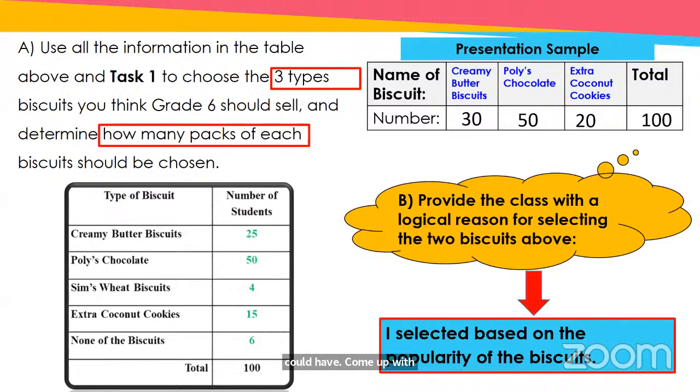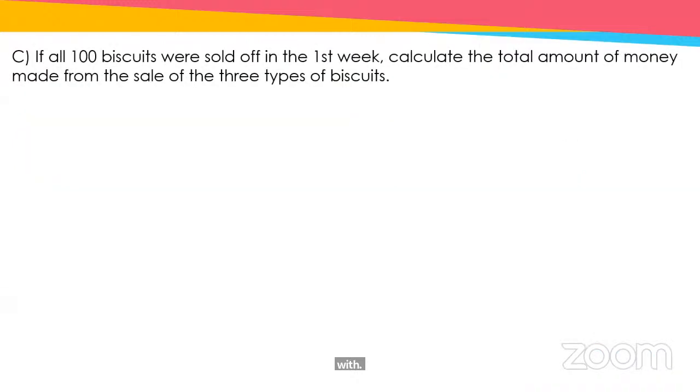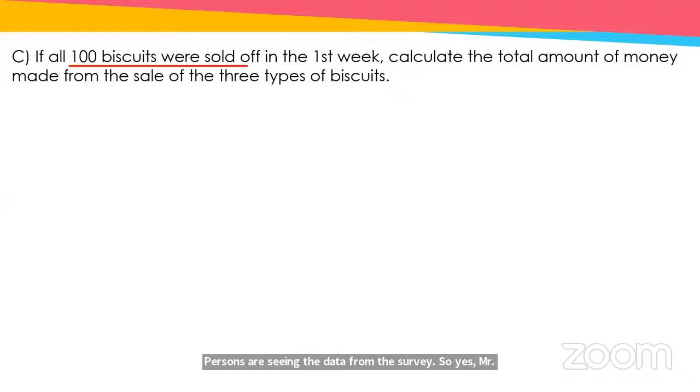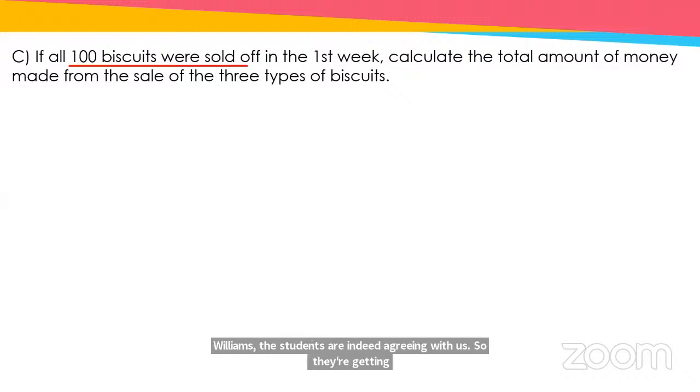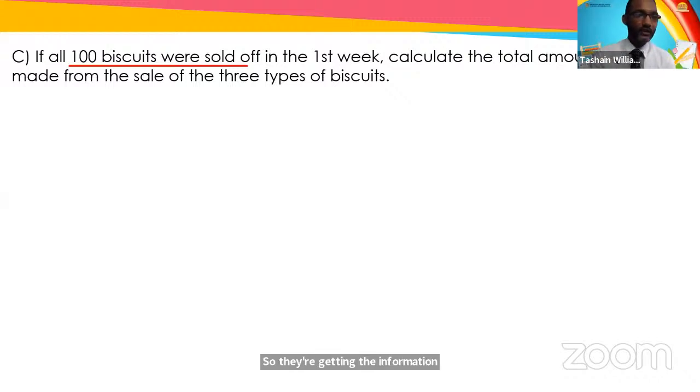All right, let me read some of what is in the chat. I'm seeing this survey. So I'm assuming they're speaking to the information that was given in the table earlier on. Persons are saying the data from the survey. So yes, Mr. Williams, the students are indeed agreeing with us. They're getting the information from the survey. Thank you so much for that.